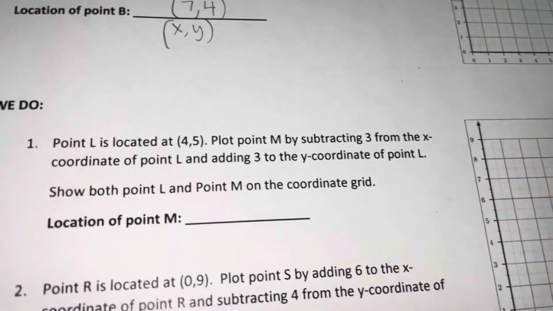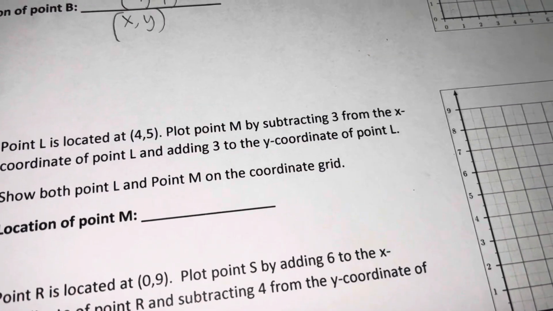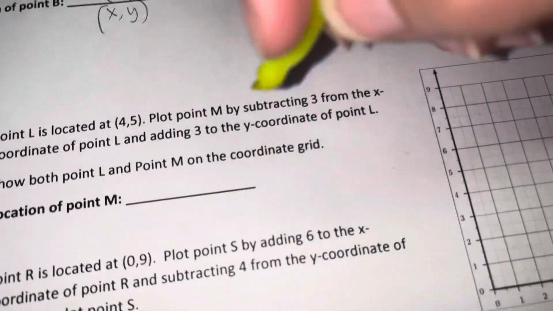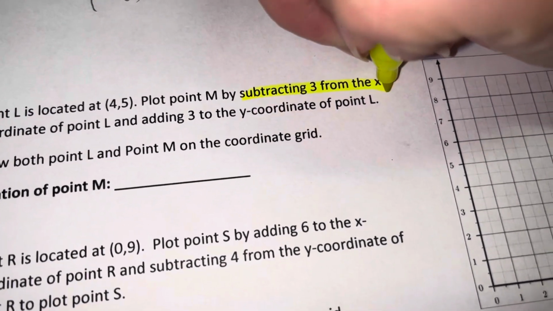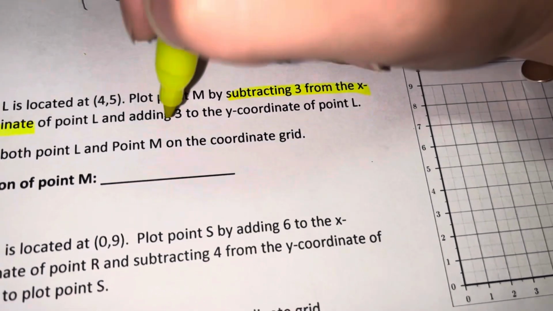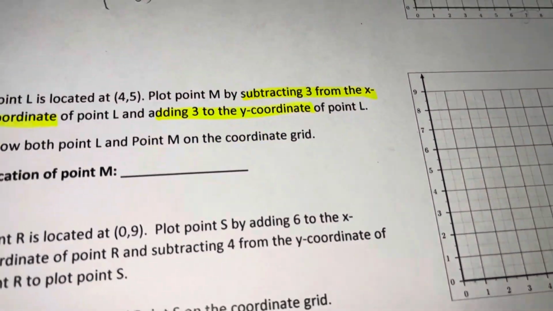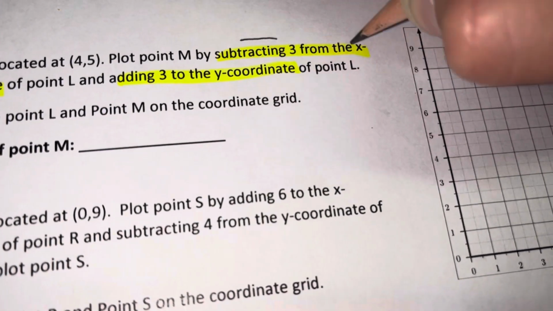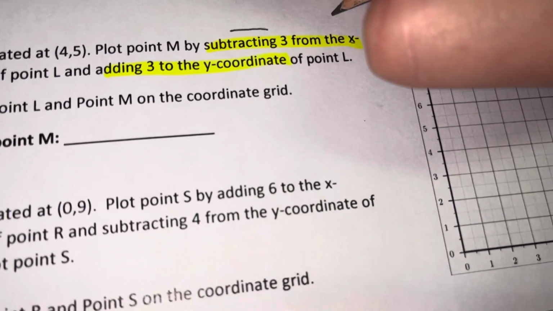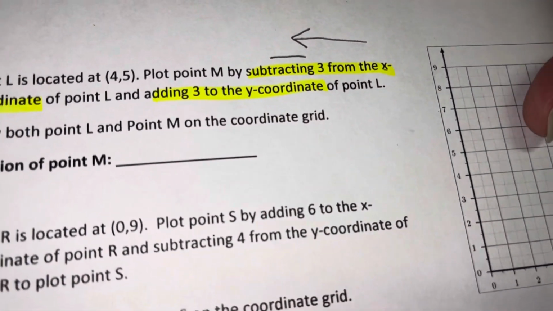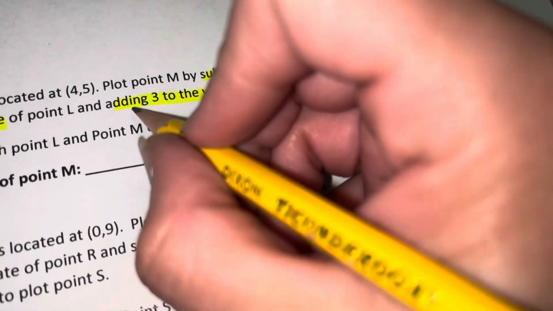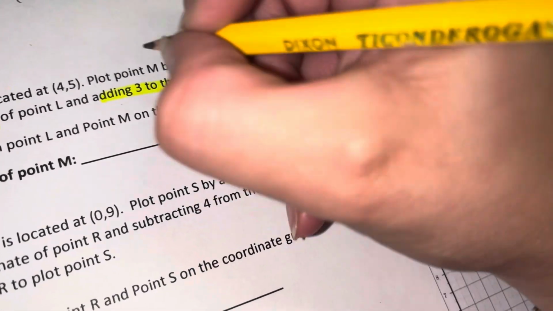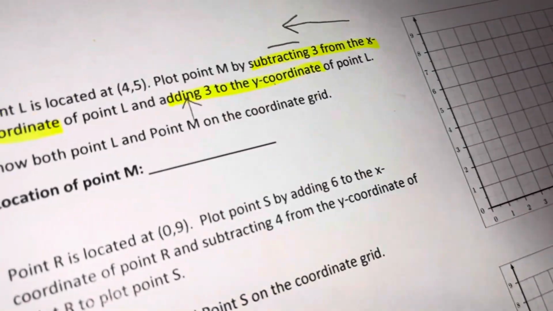This says that point L is located at 4, 5. They want you to plot point M by subtracting 3 from the x coordinate of point L and adding 3 to the y coordinate of point L. If I am subtracting from the x, then I'm going to be moving left. If I am adding to the y, then I'm going to be going up.